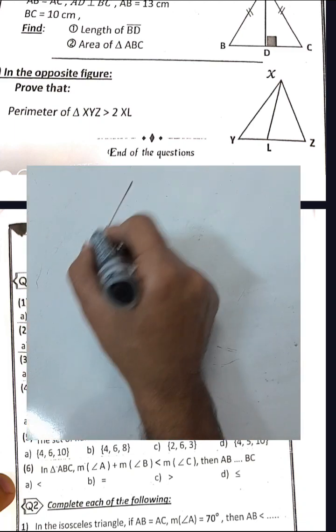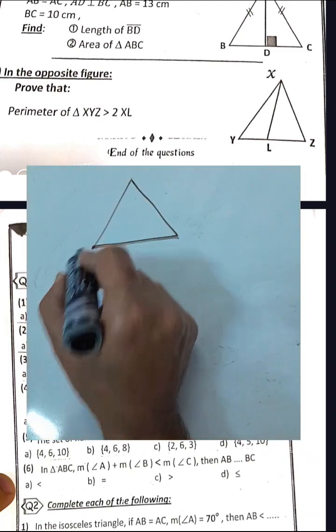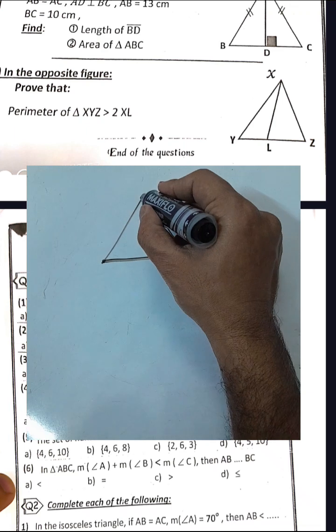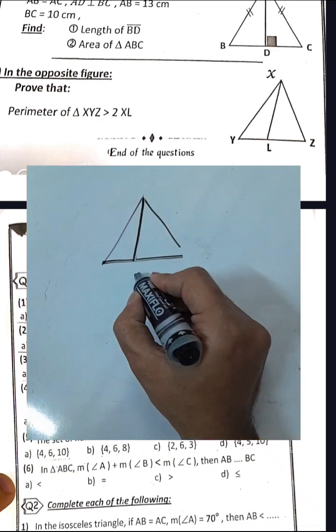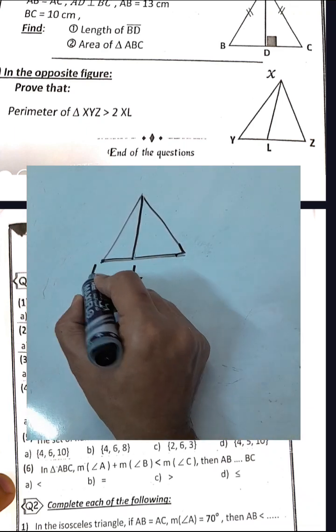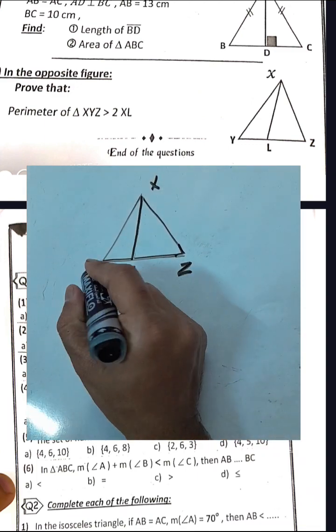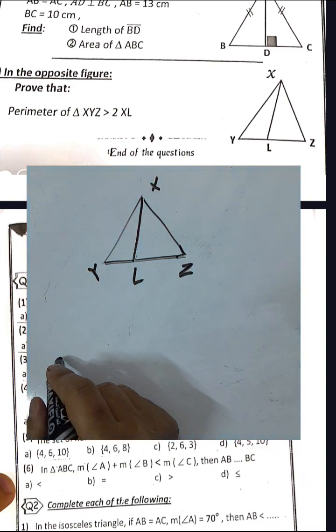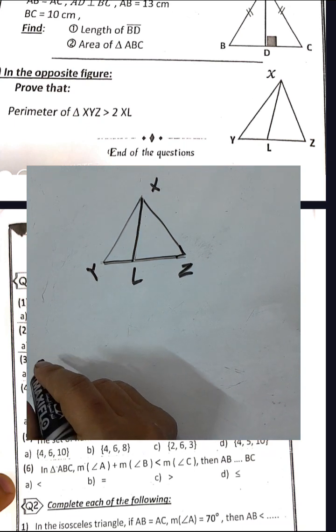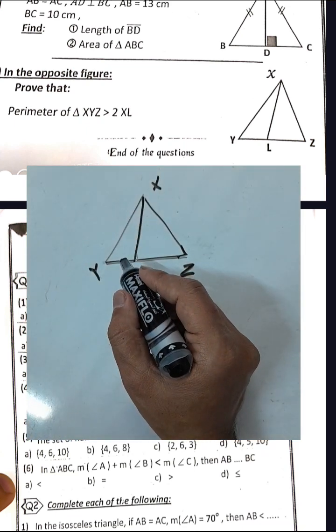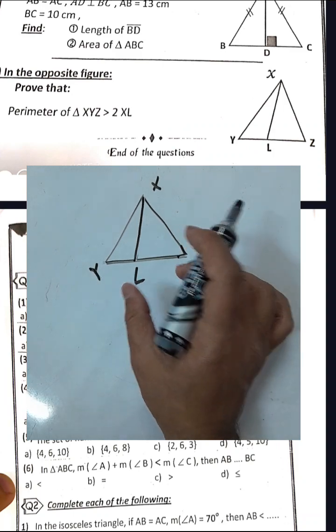In the opposite figure, we have a triangle here. It's L, and X, Y and Z. And prove that the perimeter of this triangle is greater than twice XL. Okay, it's correct.